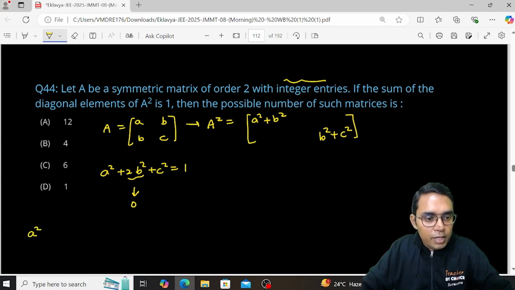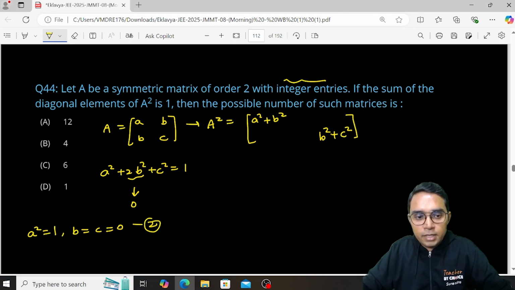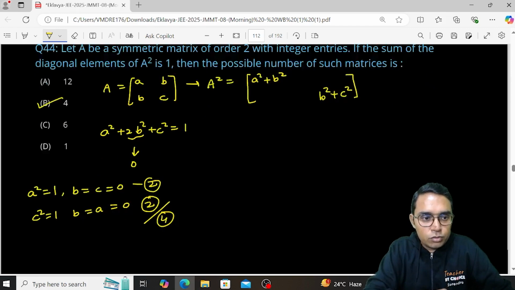Now, we will be having two cases. If a square is equal to 0, then b and c both will be 0. If a square is equal to 1, then b and c both will become 0, and we will be getting two cases here, for a equal to 1 and a equal to -1. Similarly, if you take c square to be 1, then b and a both will become equal to 0, and here also we will be getting two cases because c can be 1 or -1. So total number of cases are 4. So answer for this question will be B. That is the method for this question.